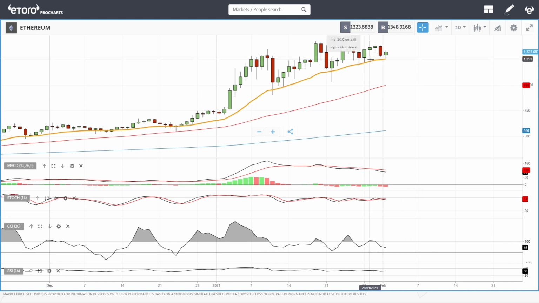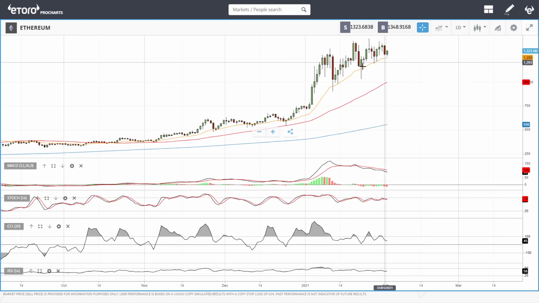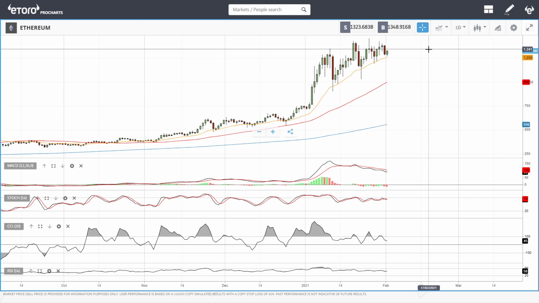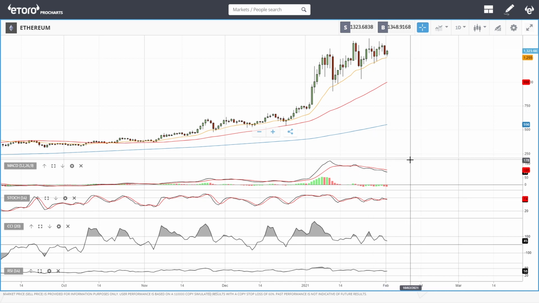So as you can see, we continue to bounce off the 20 exponential. Every single time we get close to the 20 exponential, we bounce. But momentum is not the same as it was here. We are gradually going sideways in this cryptocurrency. You can also see on the technical indicators, they are more bearish than they are bullish at this point. They are either flat or bearish.